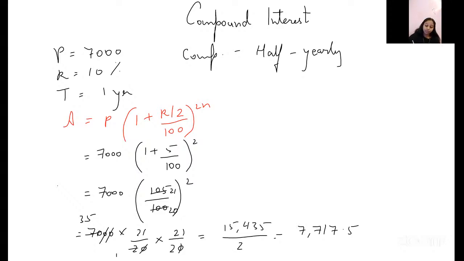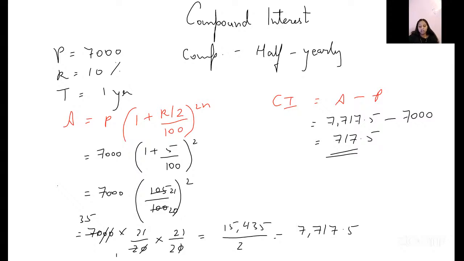Now the amount I've got. Now I'll find CI, which is amount minus principal. Amount is 7,717.5 minus 7,000, my principal. Subtract it. We'll directly deduct 7,000 and we will be left with 717.5, my CI, compound interest.